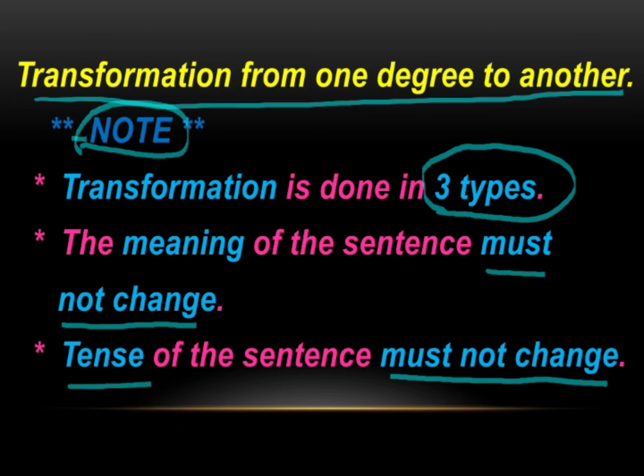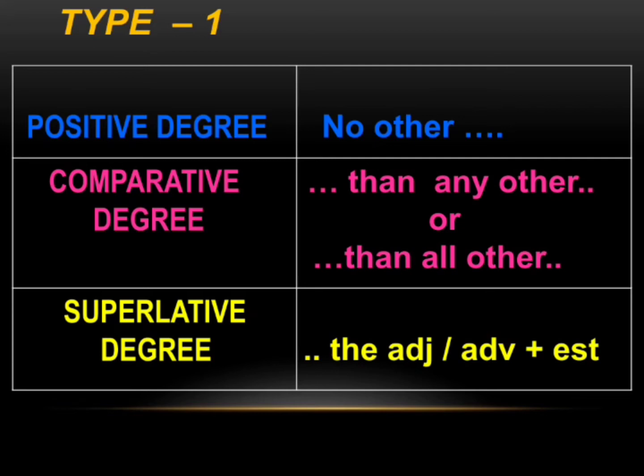Now let us see the type 1. In type 1, we have a table here. We have the positive degree, comparative degree and the superlative degree. In type 1, we begin the positive degree with no other. Then it continues, and the basic rule that we learned in the previous video, like as adjective as, or so adjective as is mandatory, but the positive degree will begin with no other.